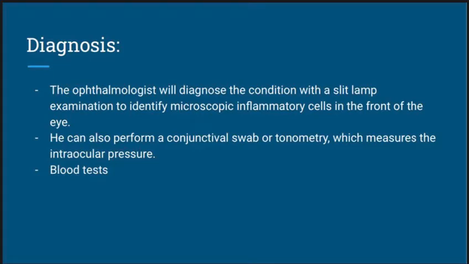The doctor will then administer a series of eye drops that will dilate the pupils. The dilation will make it easier for the doctor to see other structures in the eye. It takes about 20 minutes for the drops to work. The patient will sit with his head resting in the slit lamp microscope, and the doctor will place a special contact lens directly onto the eyeball. He can also perform a conjunctival swab or tonometry, which measures the intraocular pressure.